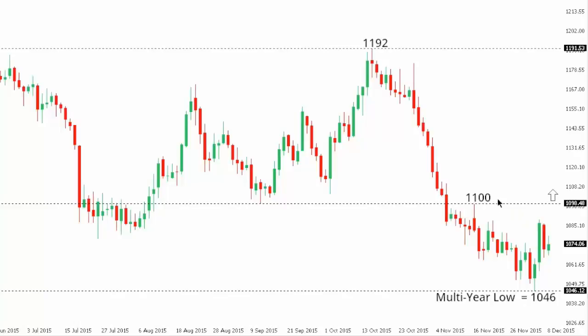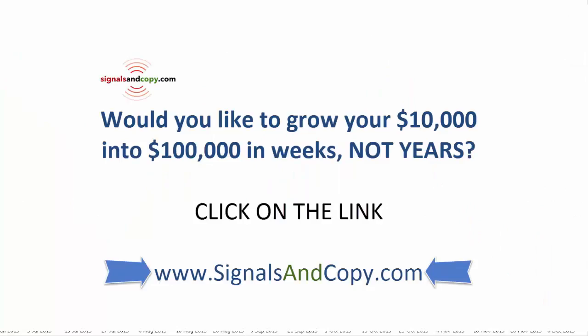A break above 1100 would be required now to take the immediate pressure off the downside and suggest that this base that we're seeing right now is a more significant base, which could have some legs, opening a more significant bottom over the medium to longer term.